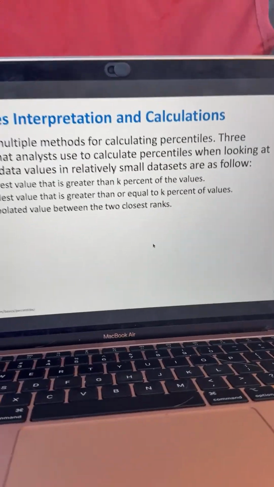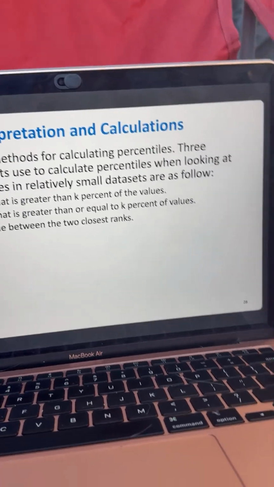So percentiles, interpretations, and calculations. Let's see. Okay, 28 out of 44. Little cat break, Pixie and Yuki.